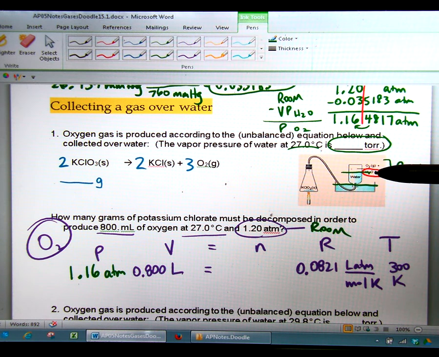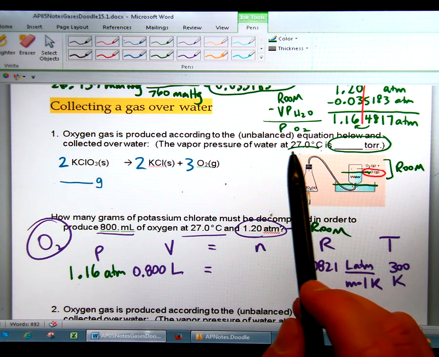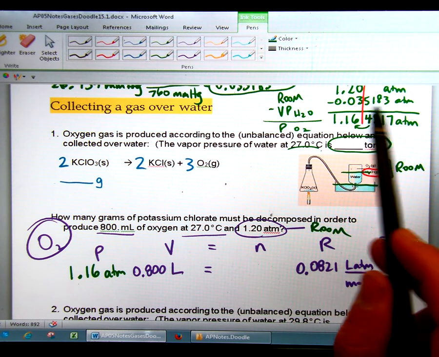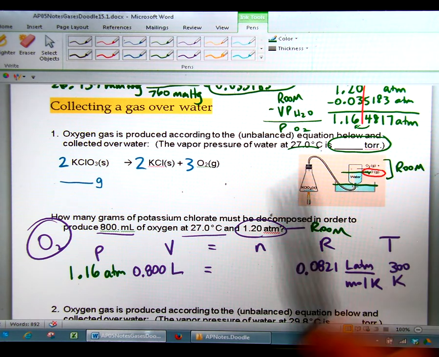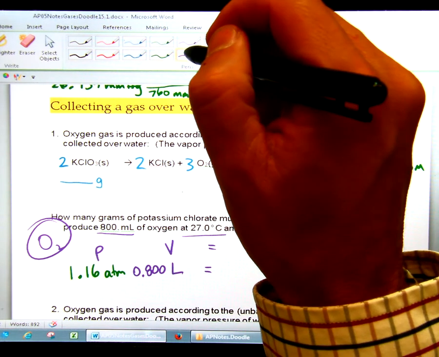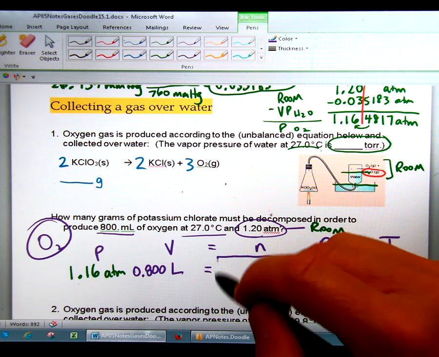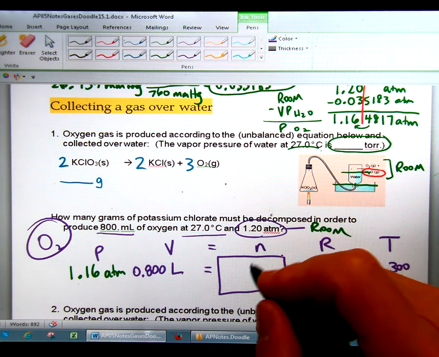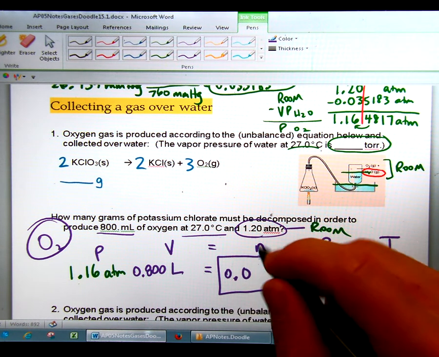How did we know the water vapor? We looked it up on the next page in the notes. Based on the fact that this was at 27 degrees, we knew the vapor pressure of water. We converted it to ATMs, and then we subtracted to get the ATMs for the pressure of the oxygen. Now we're simply going to solve for the moles of oxygen. So use your calculator to do that. 1.16 times 0.8 divided by 0.0821 divided by 300. That gives you the moles of 0.037.